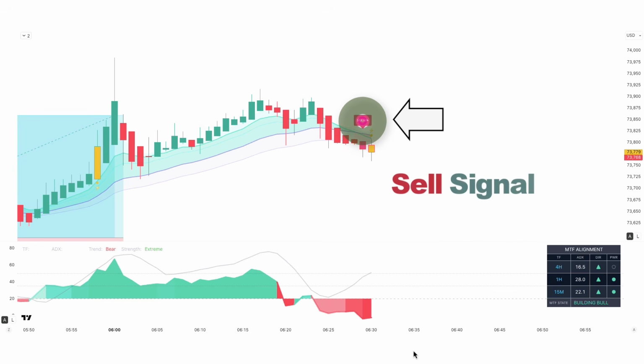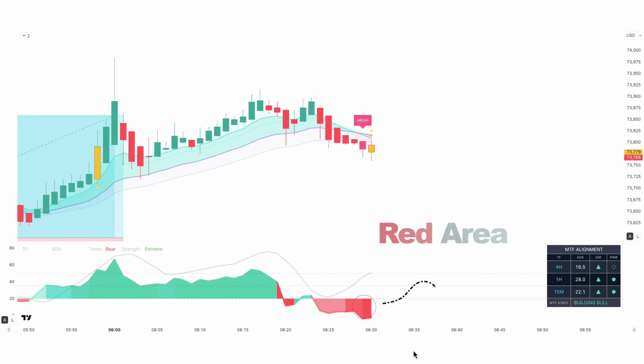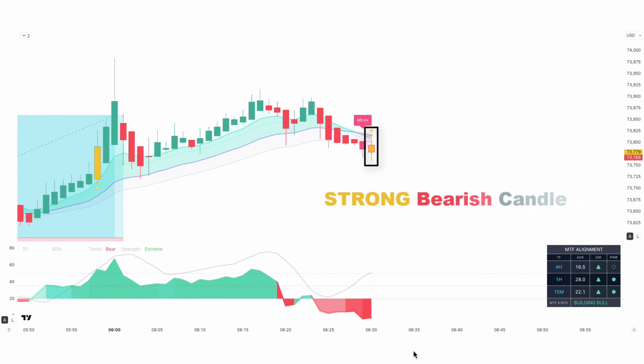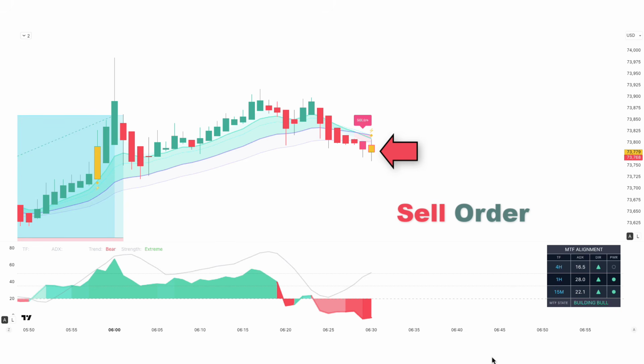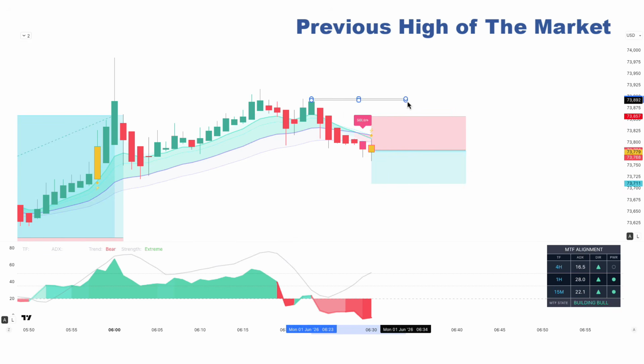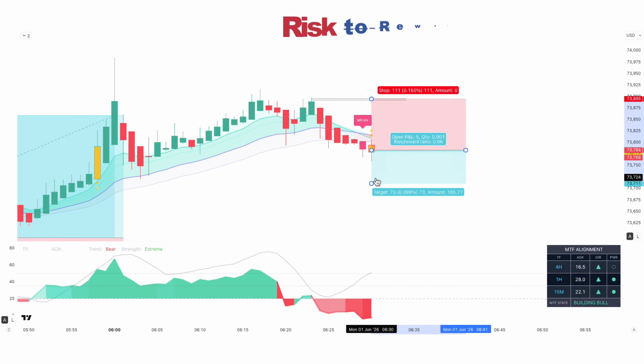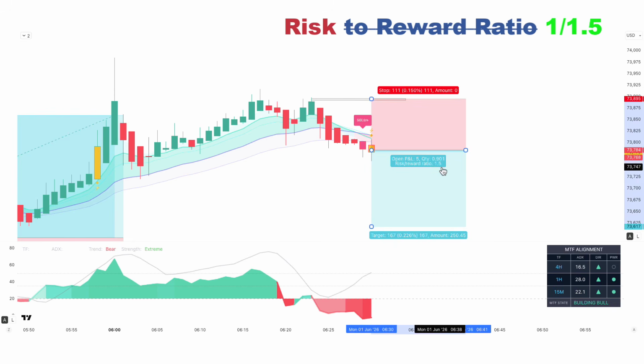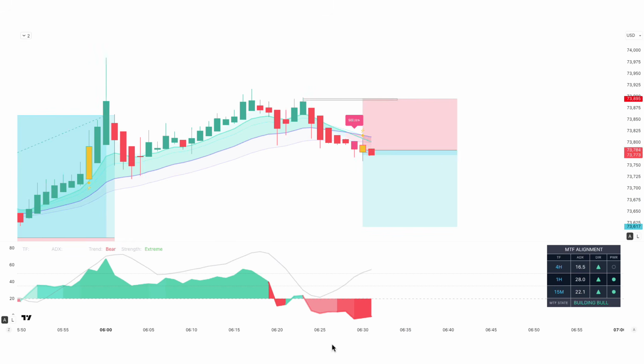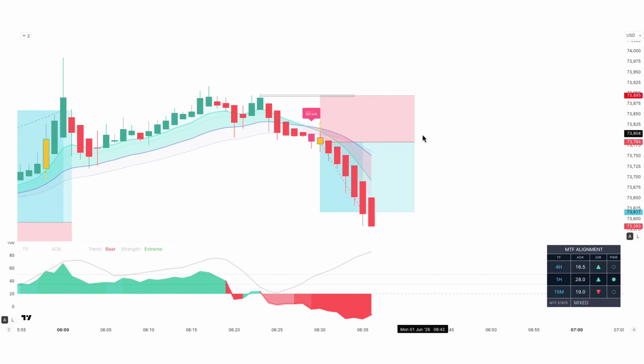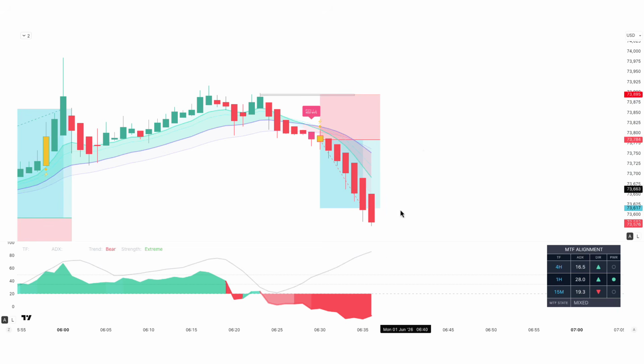Here, the Neural Confluence Engine label down of this indicator is a sell signal. Here, the ADX-DI histogram indicator is a red area. Here, the market has made a strong bearish candle to give confirmation. So all our conditions are being fulfilled, so we are placing an order to sell. Our stop loss is to be placed at the previous high of the market, and the risk-to-reward ratio will be 1:1.5. Let's see what happens to our trade. We have won the trade. Let's find the next trade.